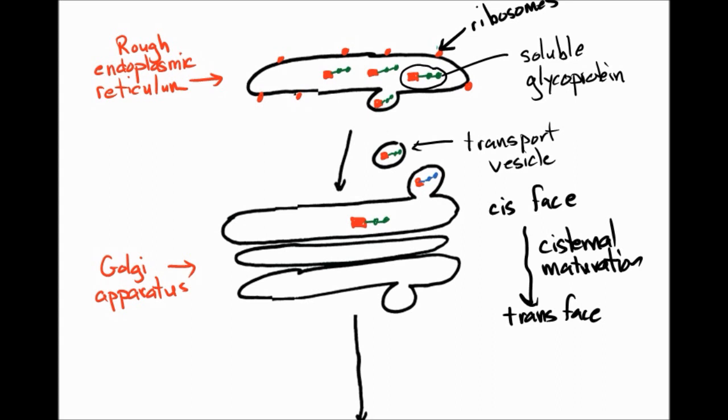Now what's happening as it is traveling from the cis face to the trans face is that in the compartment that contains that glycoprotein, the enzymes that add the carbohydrates are going to change. And so what will happen is the carbohydrates will be clipped and altered as it goes from the cis to the trans face. Oops, again, wrong color. So by the time it reaches the trans face, the carbohydrate additions will be altered from how it started.